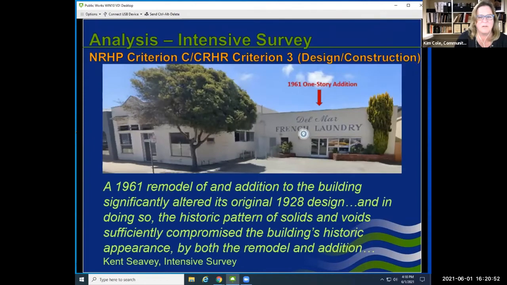And so the question then becomes, is the building eligible for its design and construction? His conclusion was that it did not qualify, that the 1961 additions and the altered facade of the 1928 design, which you can see has different windows and doorways than originally existed, sufficiently compromised the building's historic appearance by both the remodel and addition.